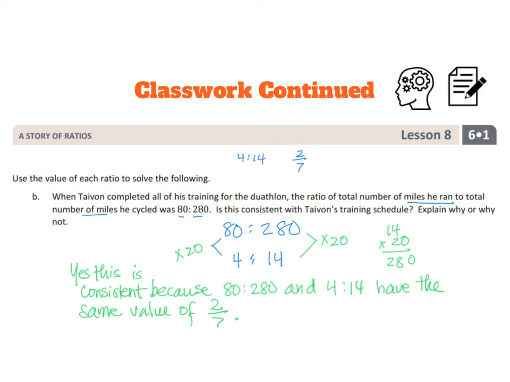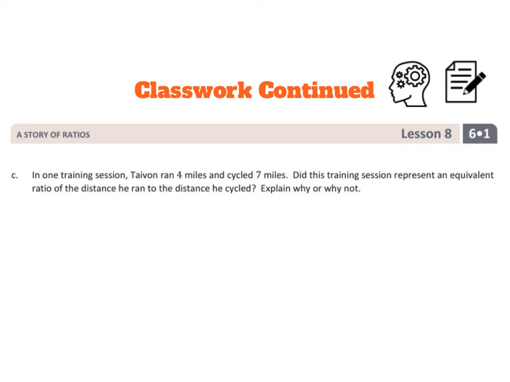Okay? Perfect. In one training session, Tavon ran 4 miles and cycled 7 miles. Did this training session represent an equivalent ratio of the distance he ran to the distance he cycled? Why or why not? So 4 to 7. That's not, because remember how we're looking at the 2/7? So the value of this, remember I just take the 4 and put it over the 7. So this is the value, what they've just given me.